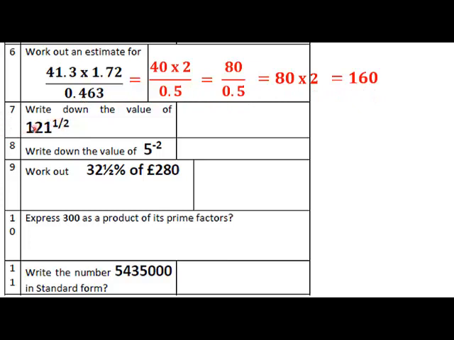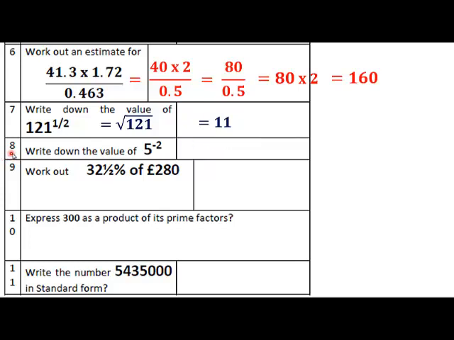Question 7. Anything to the power of a half means to square root it. So square root of 121. Square root of 121 means what two same numbers times together to give you 121. And in this case, 11 times 11 is 121.